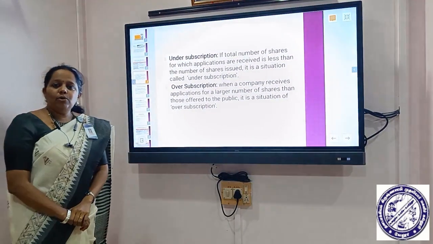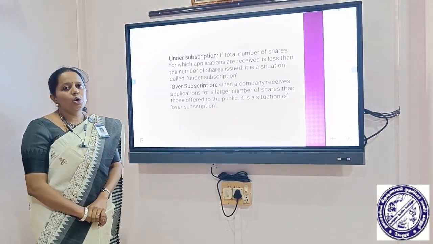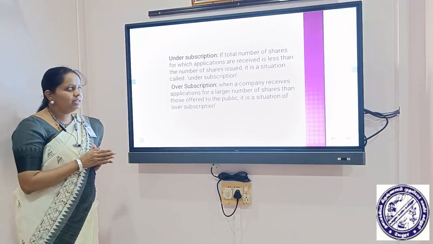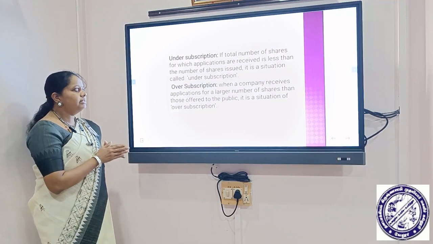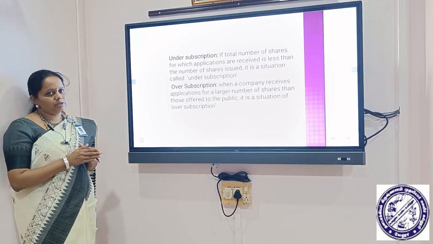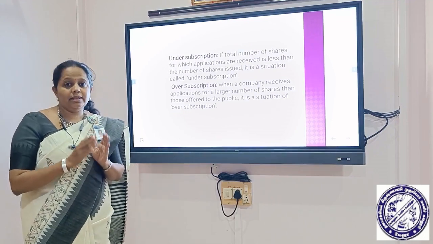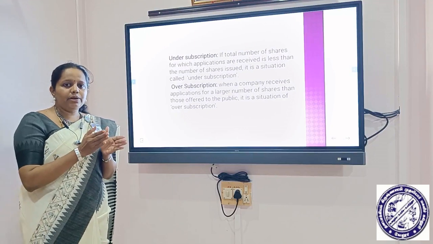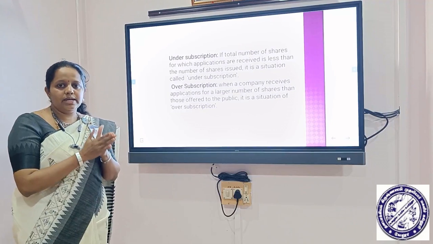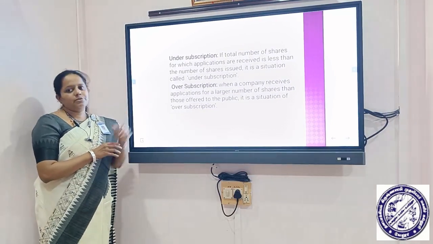Now we are going to see about subscription. One is under subscription and the other term is over subscription. If the total number of shares for which applications are received is less than the number of shares issued, that is a situation called under subscription. In the last example, the company is issuing 10,000 shares. If the company receives applications for less than 10,000 shares, say for example 8,000, 7,000 or 9,000 shares, then it is termed as under subscription.